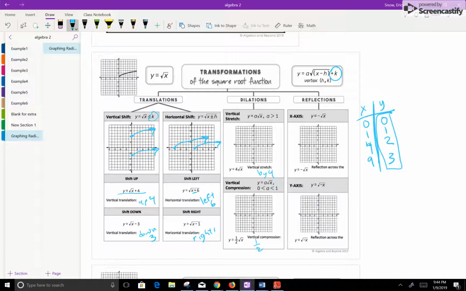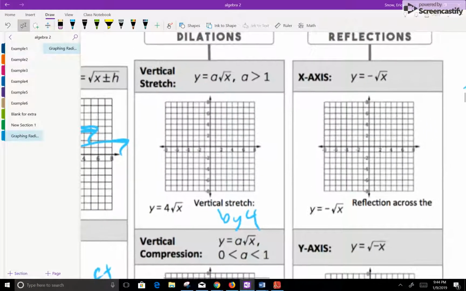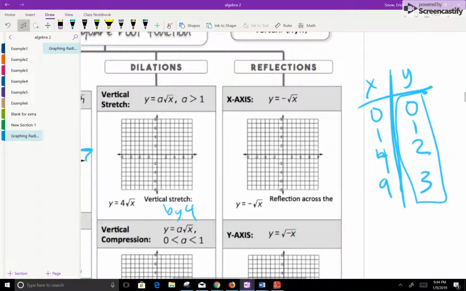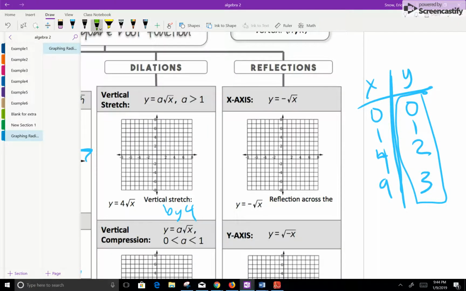So what we're going to do, and now I'm going to zoom in so you can actually see what I'm doing here, is we're going to start at 0, 0. But where we would typically go over 1, up 1, we're going to go over 1 and up 4. And where we'd go over 4 and up 2, we're going to go over 4 and up 8. So that it really stretches it so that that parabola is not quite so flat.